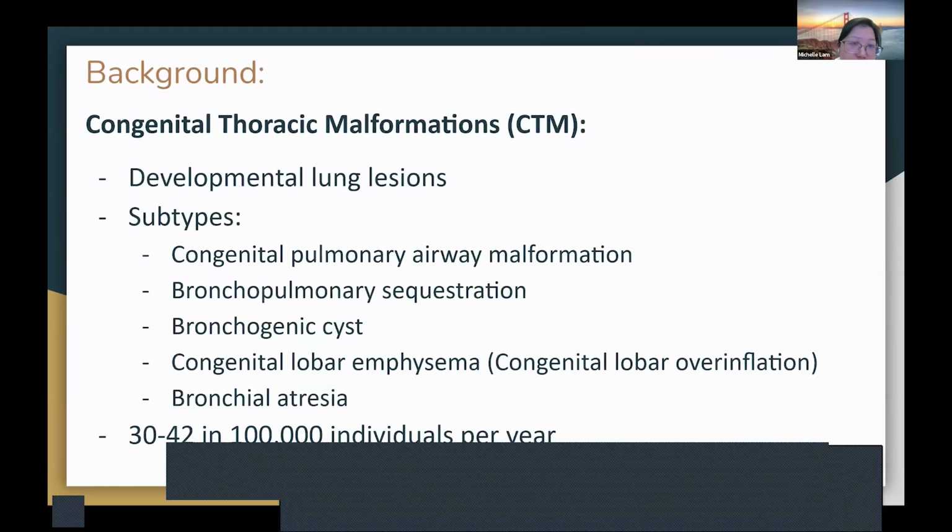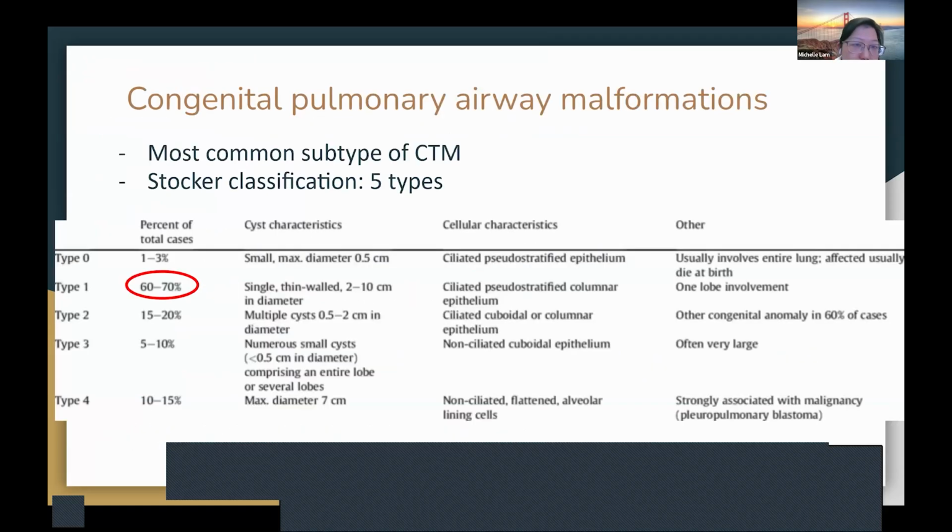Congenital thoracic malformations are developmental lung lesions that include several subtypes, including congenital pulmonary airway malformation, bronchopulmonary sequestration, bronchogenic cyst, congenital lobar emphysema, and also bronchial atresia. It occurs in 30 to 42 per 100,000 individuals per year.